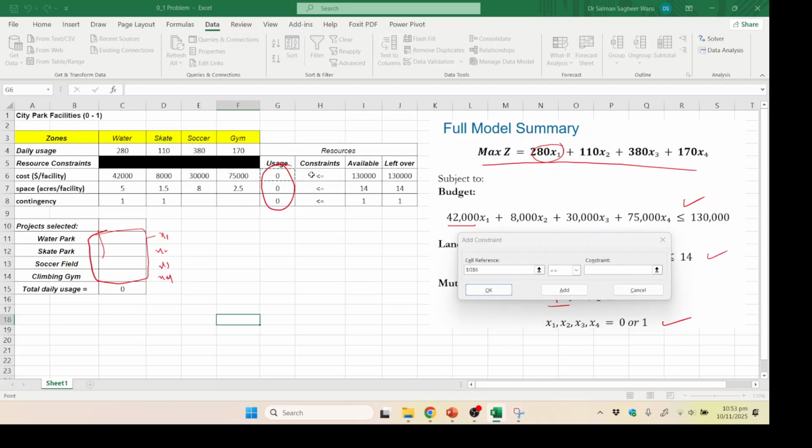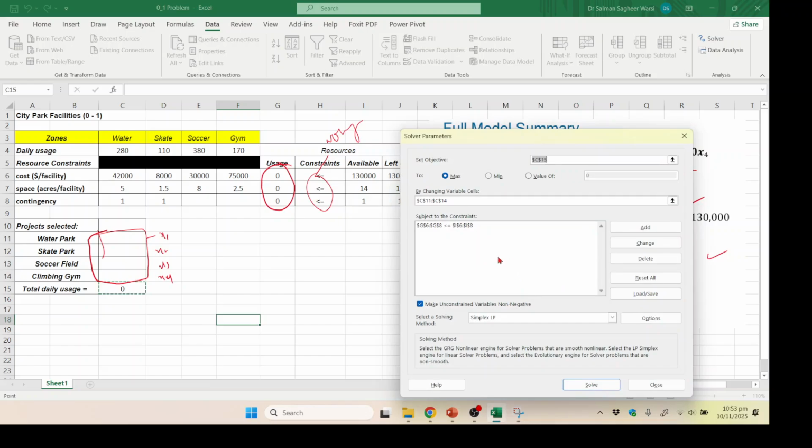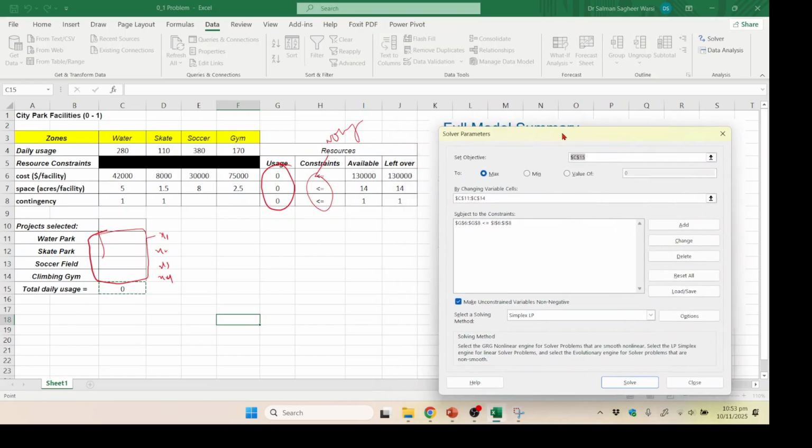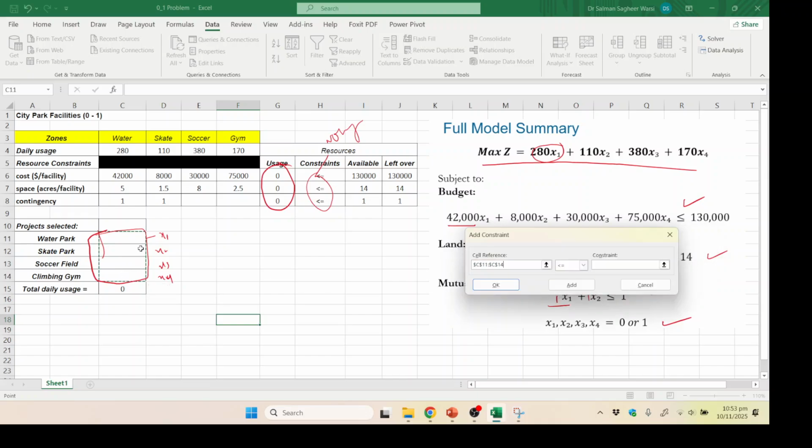I'll select these three. As I mentioned earlier, these signs have no significance for Excel, because they are just for cosmetic purposes. We can choose less than or equal to from here, and then the constraint's right hand sides, we have chosen this one, so we add this constraint. Now we have already added these three constraints, so let's add the binary constraint as well. This tells us that all these values x1, x2, x3 and x4 must be binary. There's the option of binary, so we select binary from here.